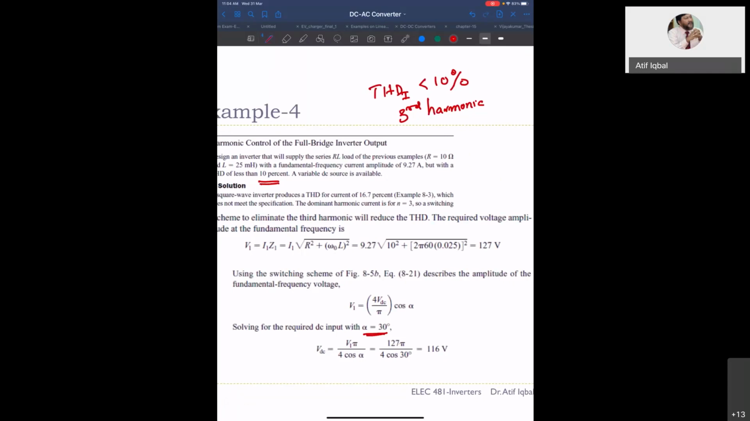And what will be the fundamental voltage? The fundamental peak is 4 VDC by pi into cos alpha. And we know this.